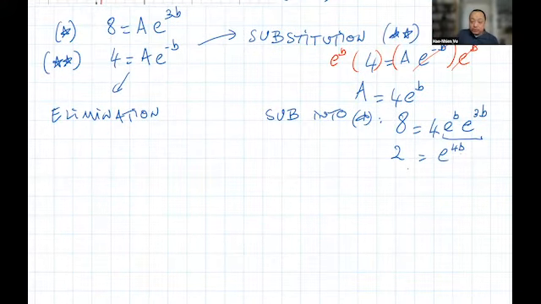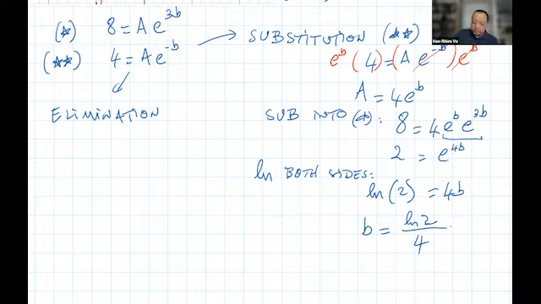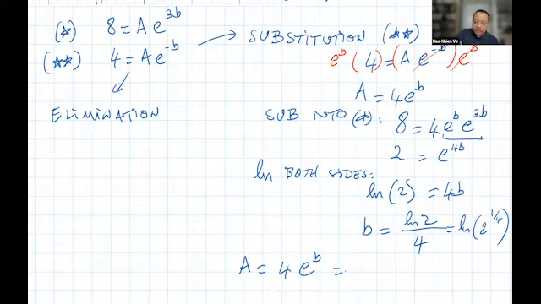And I take ln of both sides. Ln of 2 is equal to 4b. B is equal to ln of 2 divided by 4, which is ln of 2 to the 1/4. A is equal to 4 times e to the b. That's from here.